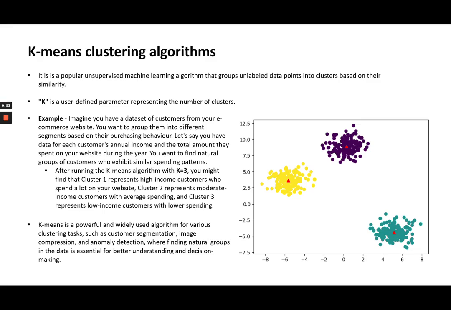So this is k-means clustering algorithm, which groups the unlabeled data points into clusters based on the value of k that you provide, how many clusters you would like to formulate.